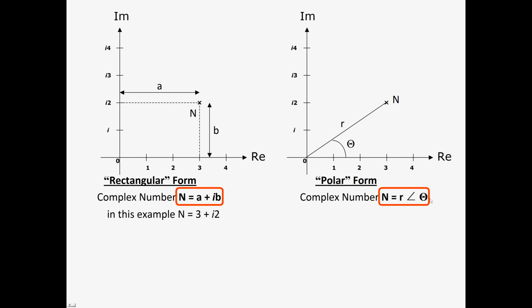So that is the same complex number expressed in polar form. In this example, the value of r is about 3.6 angle 33.7 degrees. Now how do we get that value?